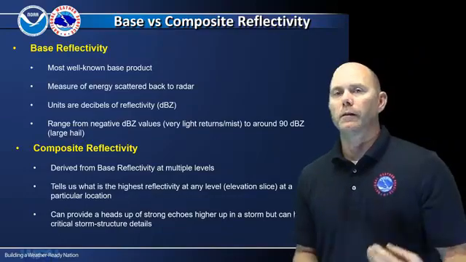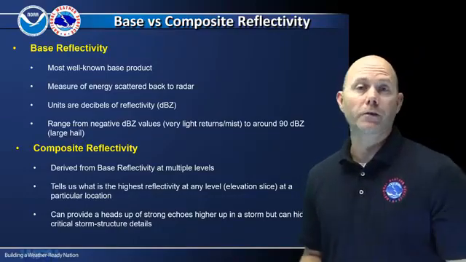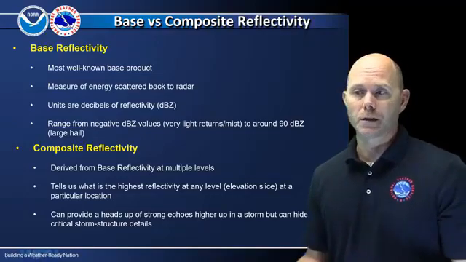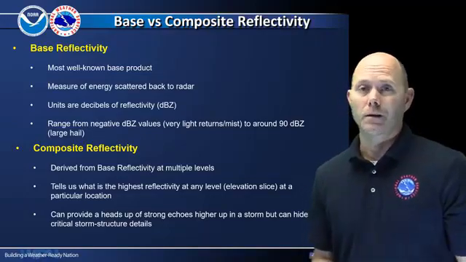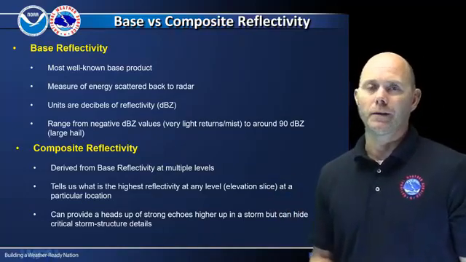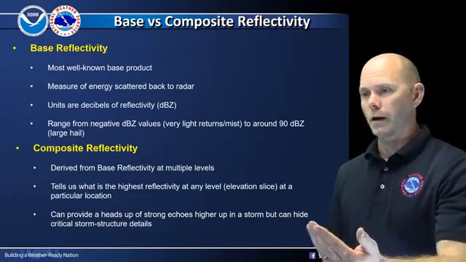And the values we get back are in terms of decibels of reflectivity called dBZs. So some of the dBZs you can see on the radar are very light. Sometimes they're negative or close to 0. And really heavy dBZs can be up over 80. And I've got here around 90 for a peak, but I've never really seen 90 myself.